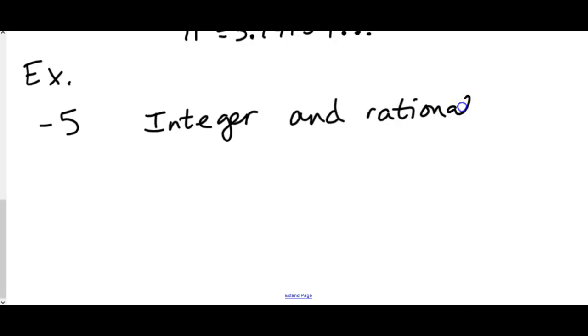Let's say we want to classify -5 and say what set of numbers is -5 in. So natural numbers was our counting numbers. They didn't include negatives, so natural numbers doesn't work. Whole numbers included 0 and positives, but we need a negative, so that doesn't work. Integers is where we first start our negatives, so this is an integer. But -5 can also be written as a fraction, so it's also rational. So this number is classified as multiple things.